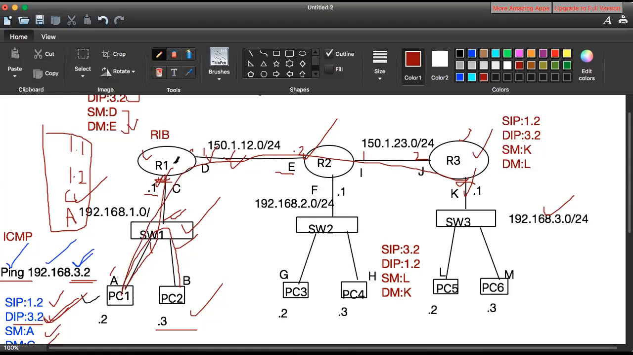Clear? Okay, another scenario. If it knows how to reach 1.2, well and good, it is going to send the packet to the next hop IP using the same method. R2 is going to open layer 3 and send it to R1, and finally R1 is going to send it to PC1. PC1 receives the echo reply happily, and you being a network engineer are quite happy, saying that we have the reachability, the issue got fixed.